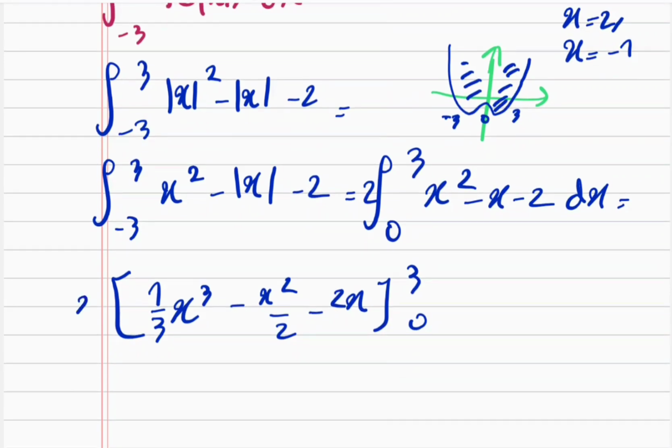So that's exactly what we are doing, and I forgot to write this 2 times at the beginning. Now we just evaluate, and the final answer, once we have substituted 3 and then taken away 0 substituted, is going to be simply equal to minus 3.